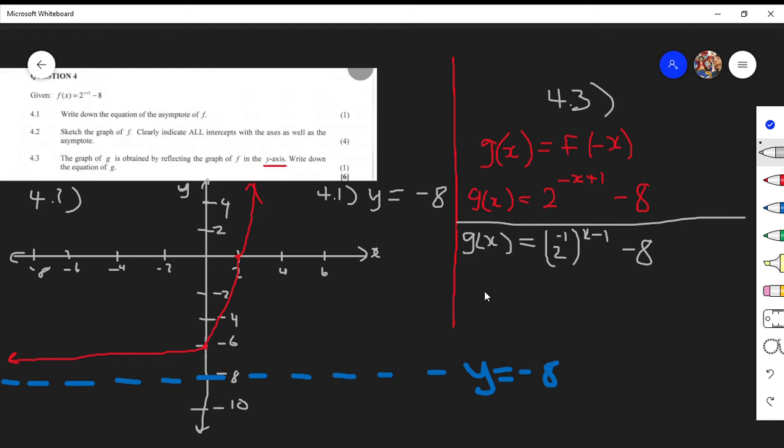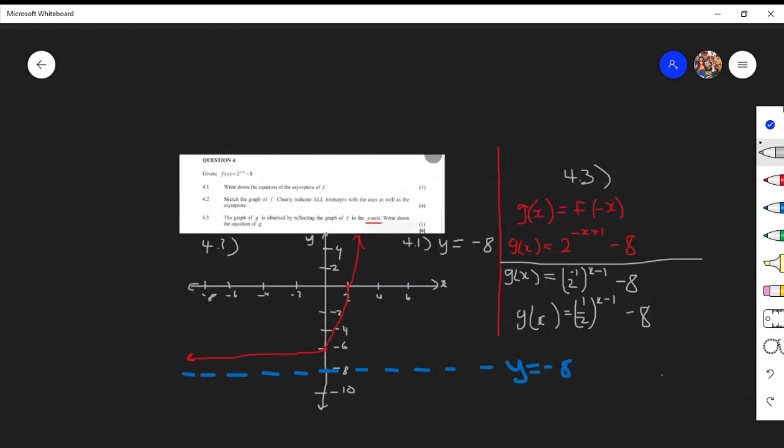And as you know, 2 to the power negative 1 is also the same as saying 1 over 2. So you'll have 1 over 2 to the power x minus 1 minus 8. Okay, so that's about it for question 4.